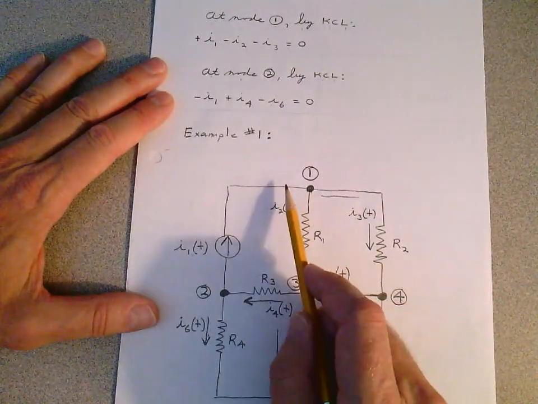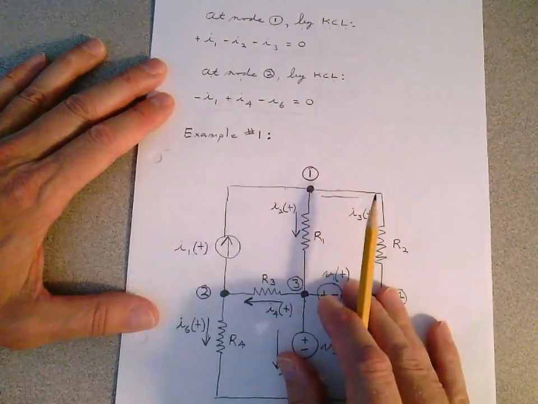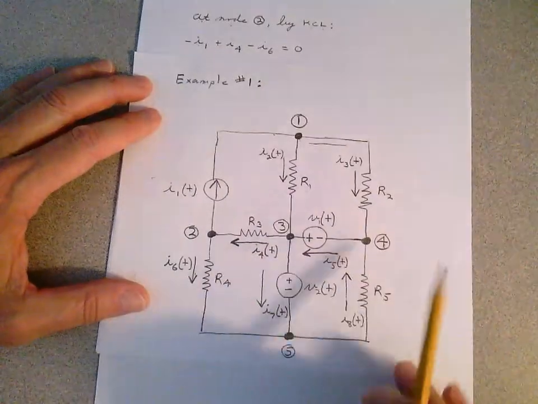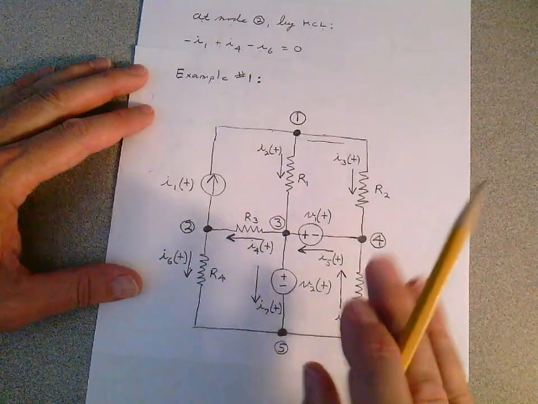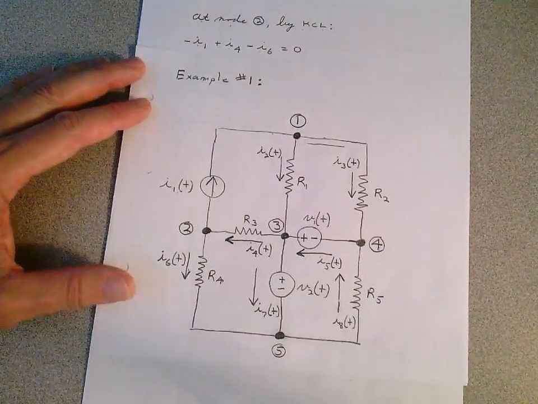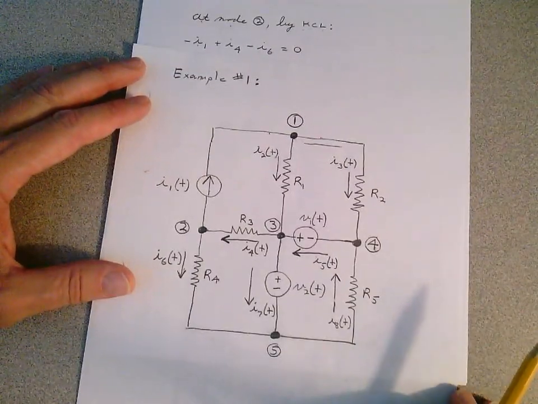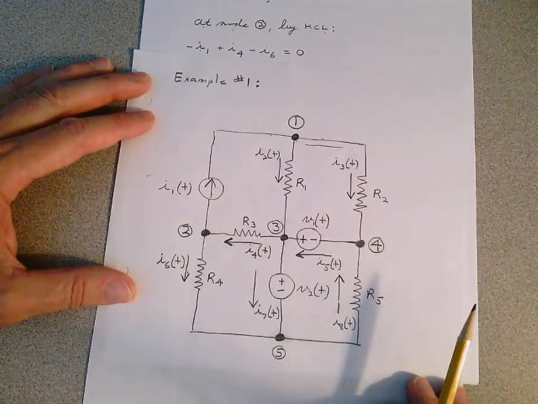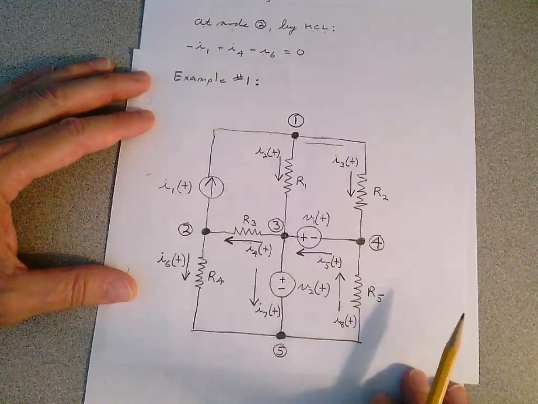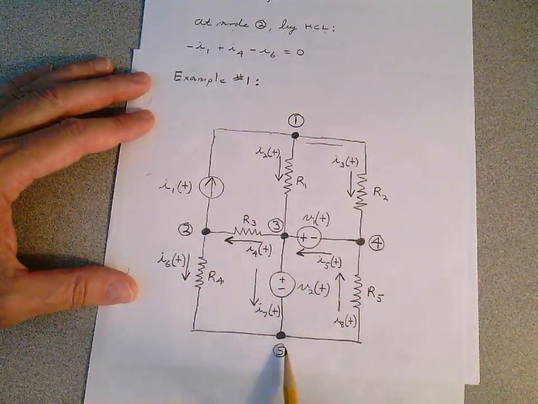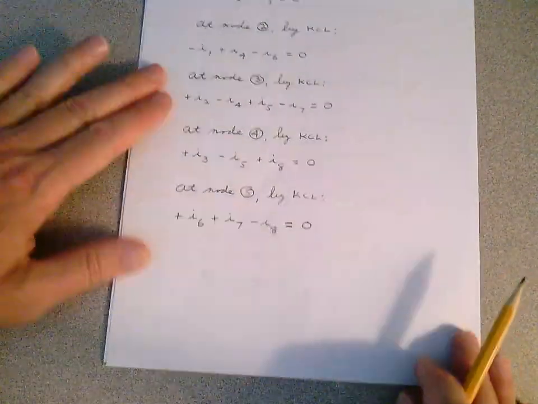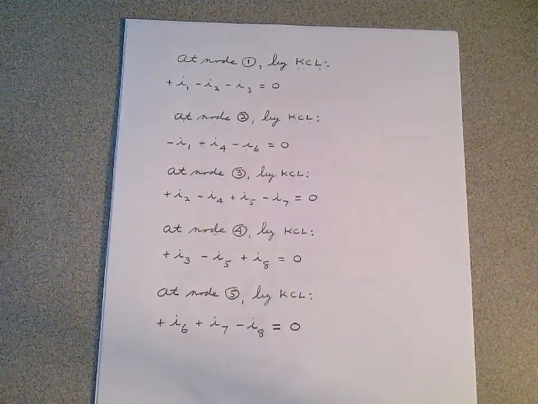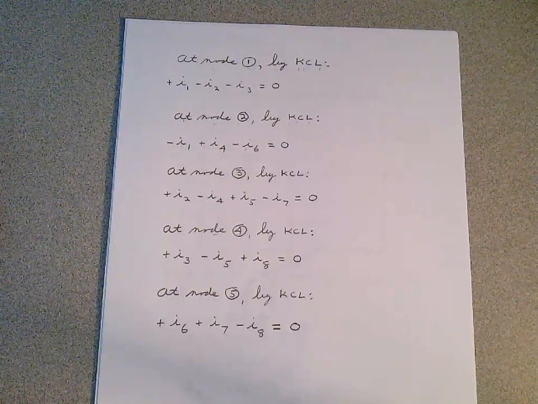Let's look up here. How many currents? 1, 2, 3. And there they are. Now I want you to go ahead and take a piece of paper. This step is very, very important for nodal analysis, which is coming up. You have to be able to do this. It might look simple, but I want you to try it on your own. Try it at node 3, node 4, and node 5, and see if you get the rest of my equations.